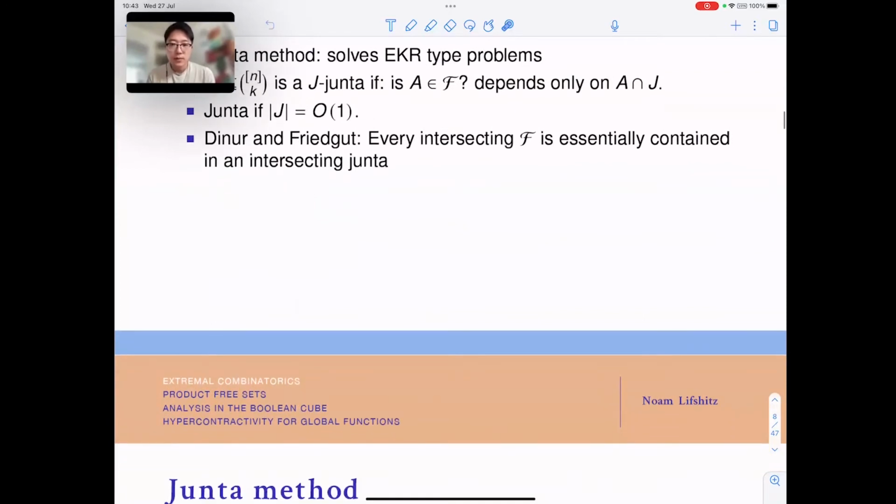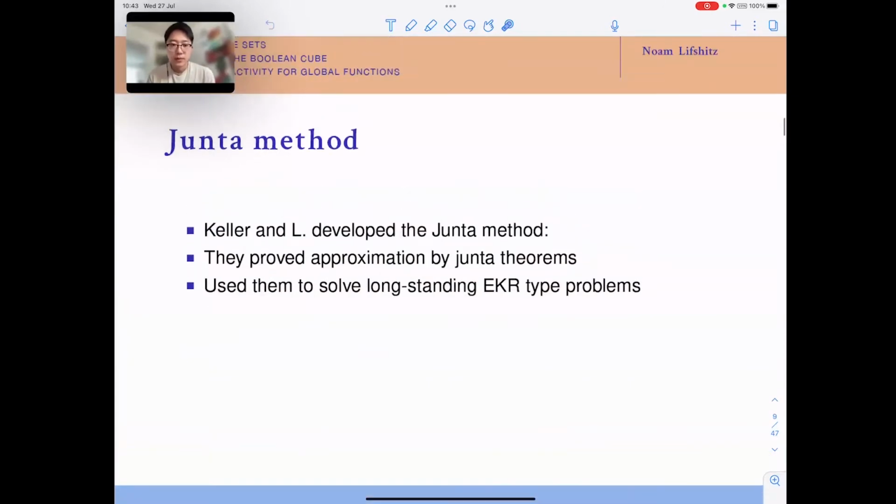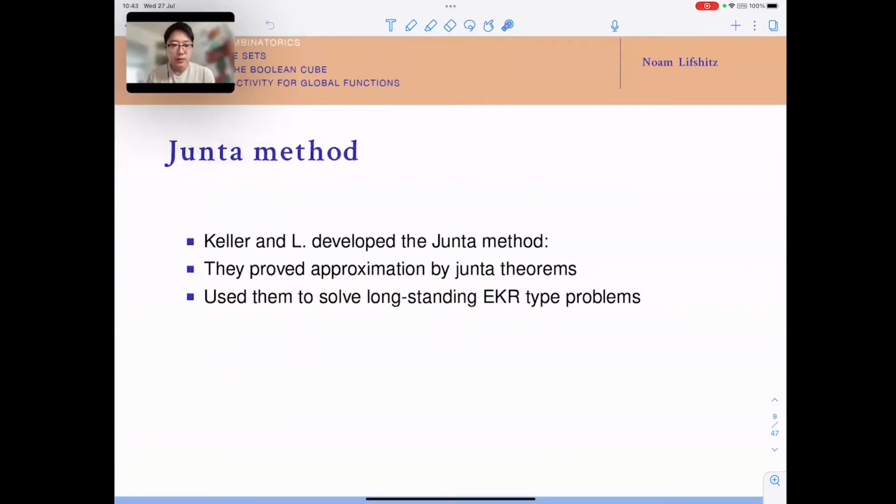So that was a nice result. And what we showed is that not only are the approximation by junta results nice by themselves, but you can actually use approximation by juntas to solve Erdős-Corrado type problems. So you can use this junta structure to determine the actual extremal example.